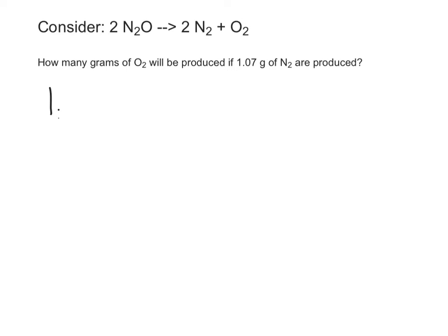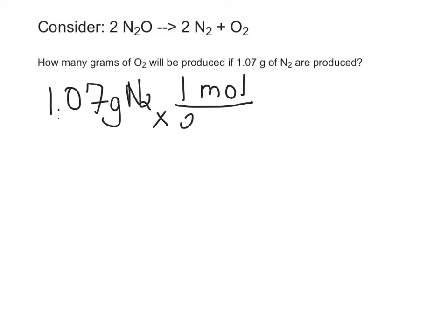So we can take 1.07 grams of N2 and we're going to multiply it by the mole over the molar mass, or the conversion factor. So 1 mole over 28.02 grams, which is the molar mass. Now, you got that 28.02 grams from the periodic table by just taking N, which is 14.01, and adding it together to have N2, 14.01 plus 14.01. And when we do the math here, 1.07 times 1 over 28.02, or 1.07 divided by 28.02, we're going to be able to cancel out the grams, and we're going to be left with 0.038 moles of N2.